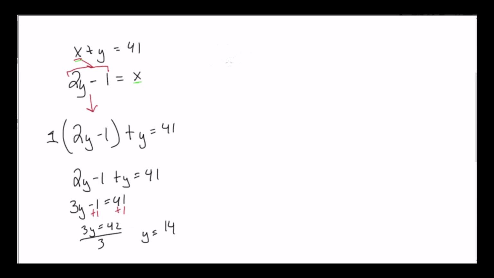So what do we do next? Well, we're going to come back to either one of these, original or the modified, and we're going to substitute in y. Well, I'm going to do it the easy way. So we have x plus 14 is equal to 41. Simple algebra. Minus 14 from both sides. x is equal to 27. So let's reread that sentence. We have our x and y values.